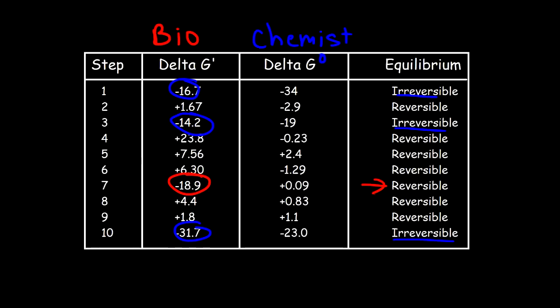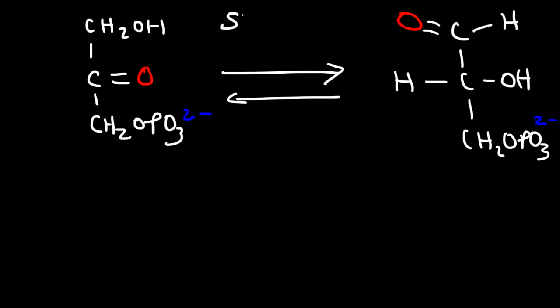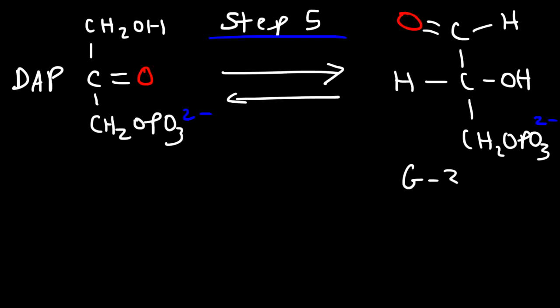Now let's move on to step 5 of glycolysis. This is the last step of the investment phase. In this step, we're going to convert dihydroxyacetone phosphate, which I'm going to call DAP, into glyceraldehyde 3-phosphate. Now this is a reversible reaction, and looking at the reactant and the product, what's the chemical relationship between them?